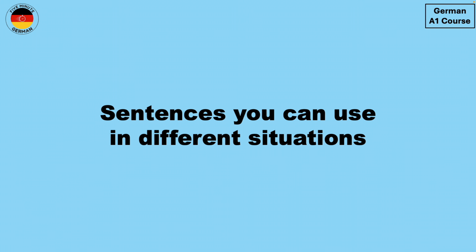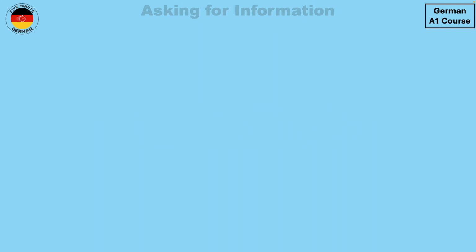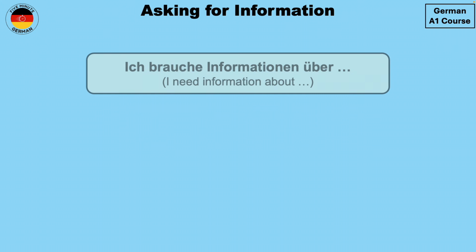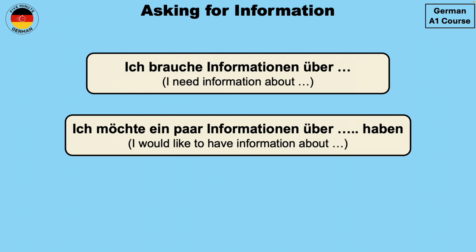Now let me give you some different sentences which you can use in different situations. So if you are asking for information, then you can say Ich brauche Informationen über and then the things about which you need information. You can also say Ich möchte ein paar Informationen über, then the things that you need information about, haben. I would like to have information about the things that you need information. You can write it over here.